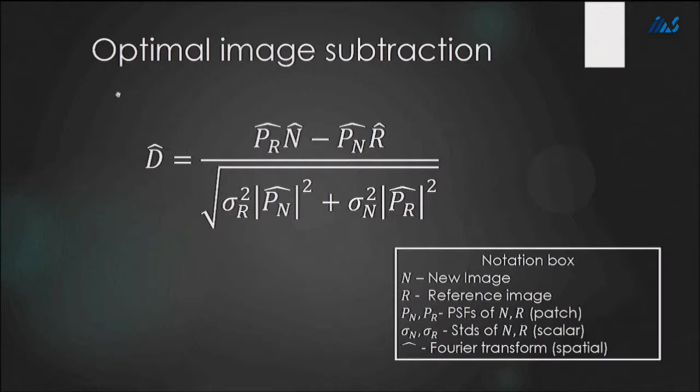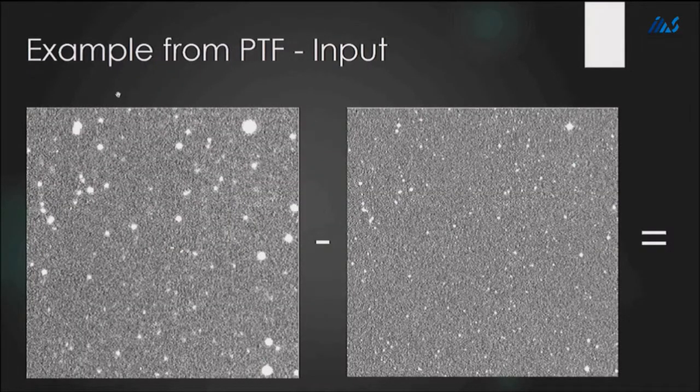So everything here goes locally. So there is something to be convolved with N. And this something involves the point spread function of the reference. There is something to be convolved with R, which is the point spread function of the new image. And it's divided in Fourier plane by this obscure thing. And I'll tell you what is the rationale of this thing. The rationale of this thing is to have white noise. Okay?